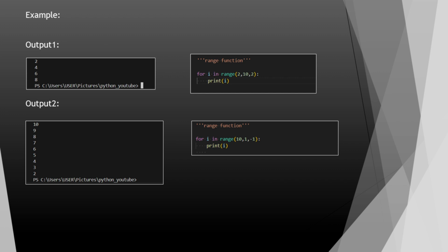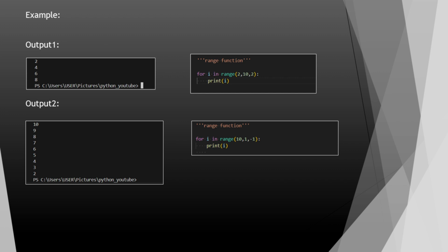So let's see another example but in a different way: how we can print the range function in reverse order. Here you can see in my second example, I have given three arguments: 10, 1 and minus 1. The 10 is our starting point where the sequence begins. 1 is the stopping value. The sequence stops before reaching 1. And minus 1 is the step value. This dictates that the range will count down by 1 in each iteration.